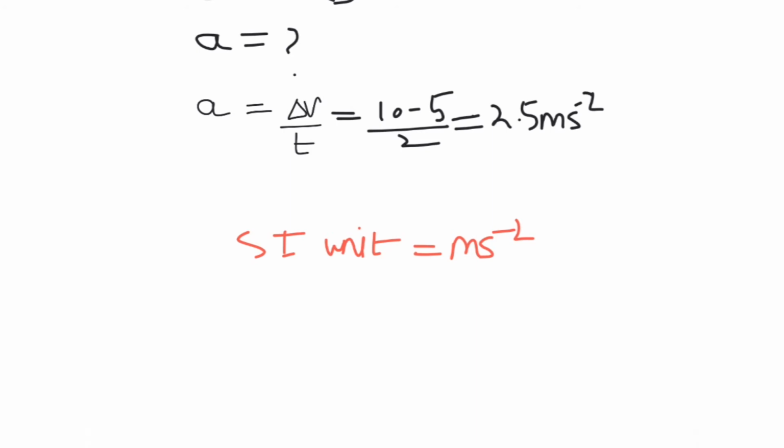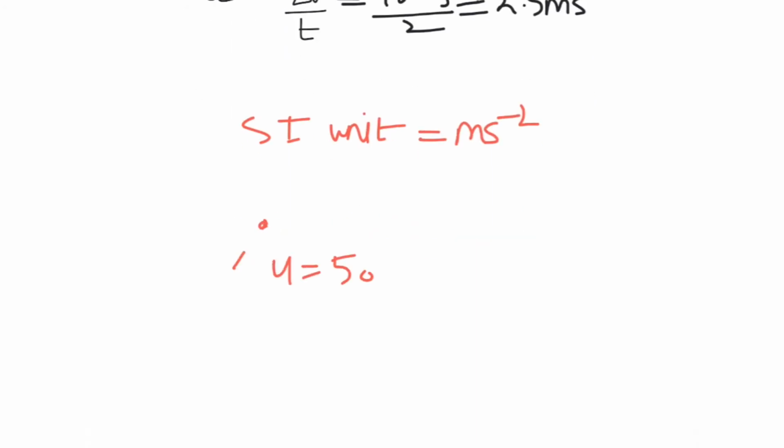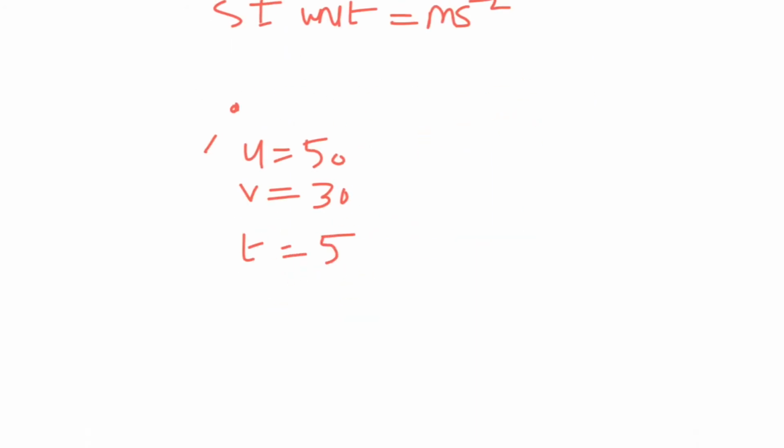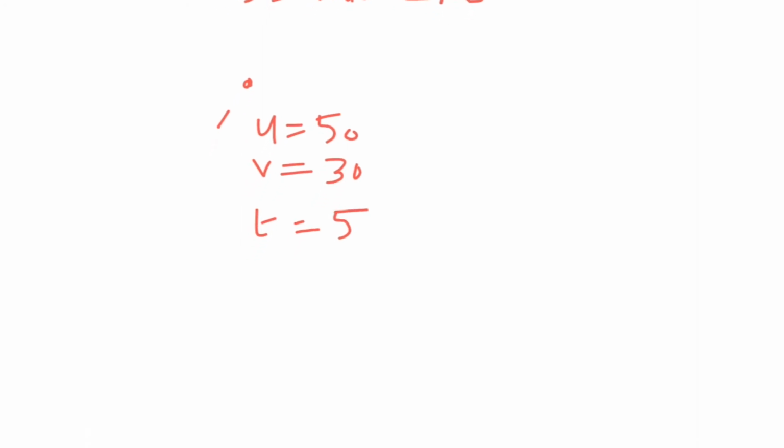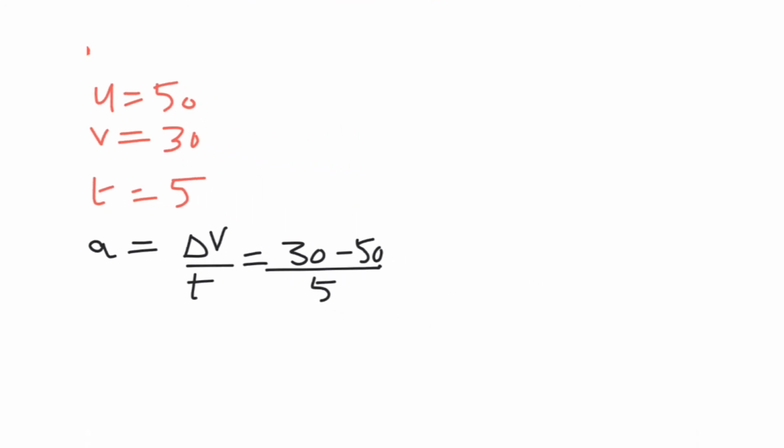Now let's look at another example. Now they are asking us to calculate acceleration. Now acceleration would again be change in velocity over time. Now final velocity minus initial velocity, that is 30 minus 50 divided by time, which is 5, and the answer we would get is actually negative 4 meters per second square.